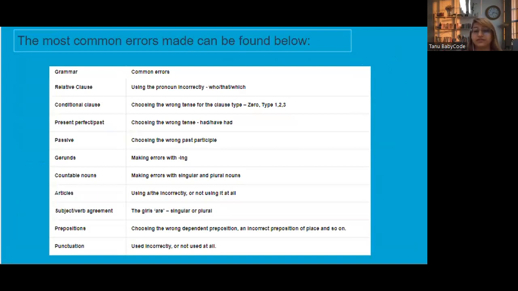Now you can see the grammar errors, right? Clause errors, when you are writing the pronouns incorrectly. Conditional errors. Wrong tenses, when you are using the wrong tense, like past perfect or past. Using the active and passive wrongly, using the gerunds wrongly, like ing. Making errors with singular or plural, like countable nouns. Articles also used incorrectly or not used at all. Subject verb agreement, prepositions, incorrect prepositions of place, and so on. Punctuation used incorrectly or not used at all. These are the most common errors found in the writing sample answers by the students.